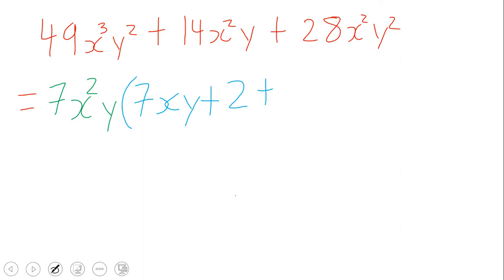7 times what gives us 28? Miss Petit? Yes, ma'am. 4. Okay, very good. All right, then it's going to be y. Miss Petit, you wouldn't put y squared? No, we wouldn't put y squared because we already have a y out front. So y times y is y squared.